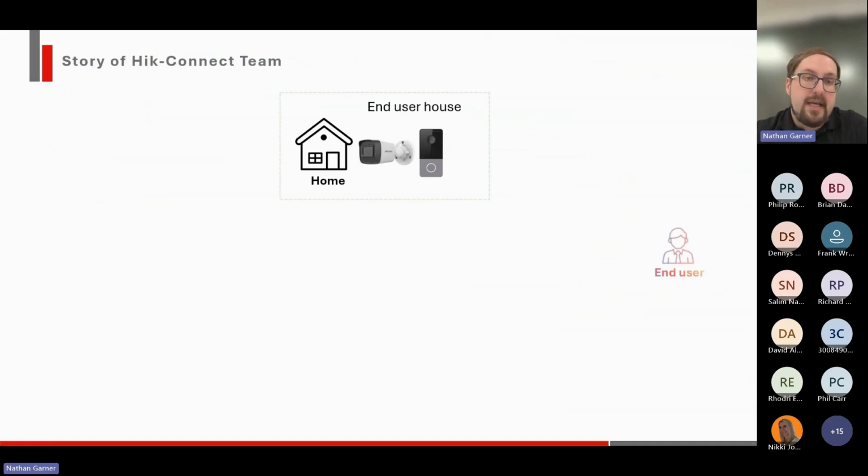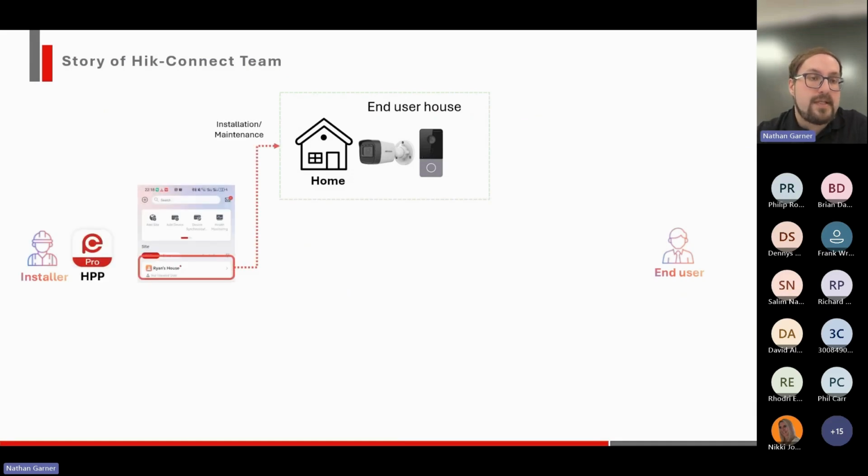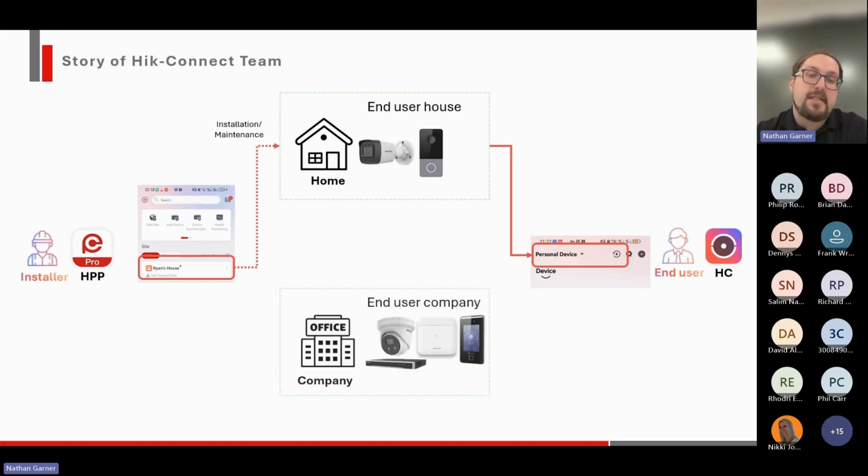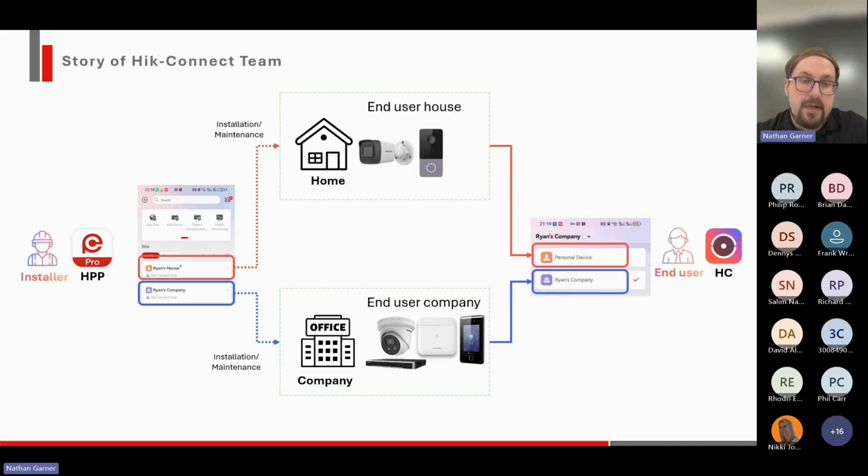So we've always had Hik-Connect for a number of years now, which is for our end users for a home installation. You can see we've got our installer, which is using Hik Partner Pro. They then use it to manage the system, which is then shared to an end user through Hik-Connect, which is what's called a personal device. Now, if that same user works for a company as well, they'll be split up into a company registration, and then on Hik-Connect, they can simply switch between the personal device and the company device.